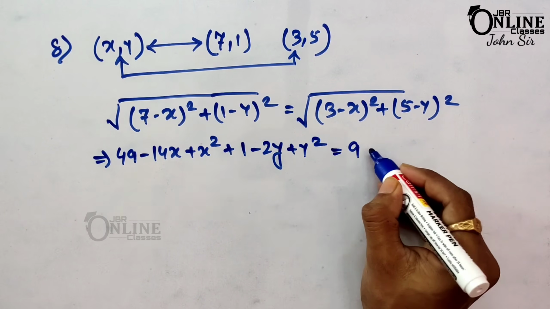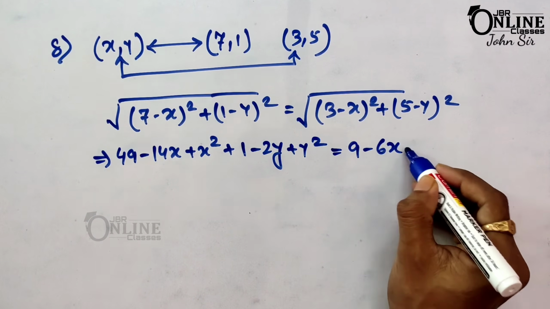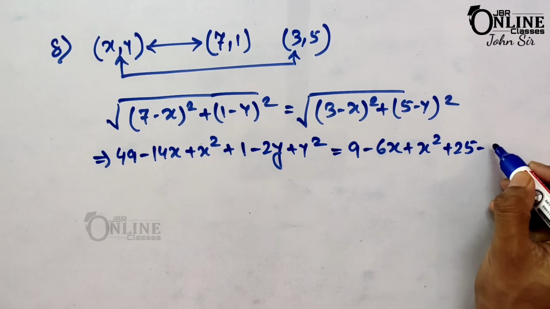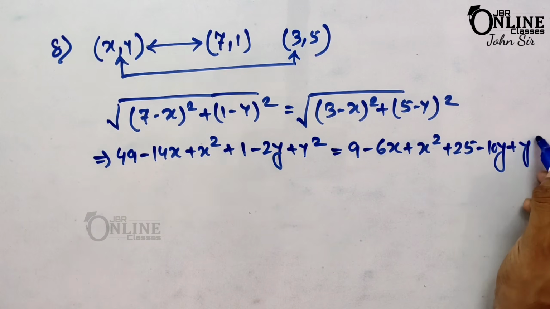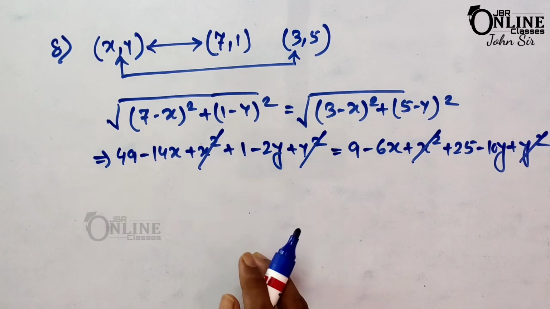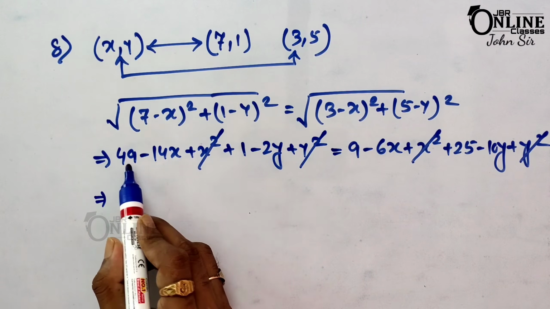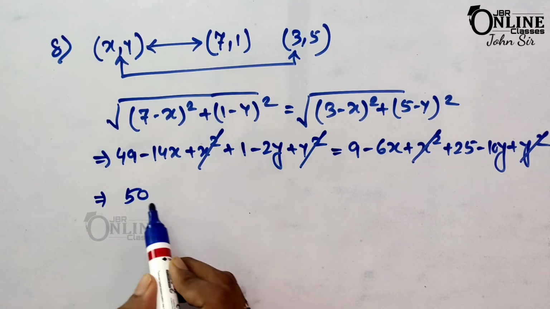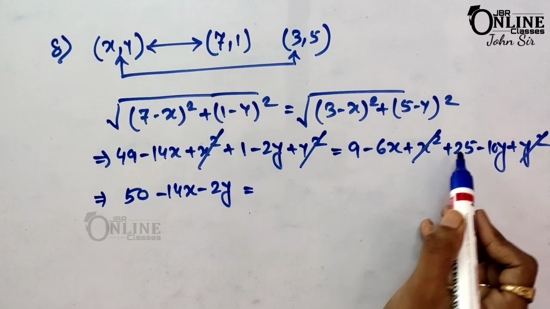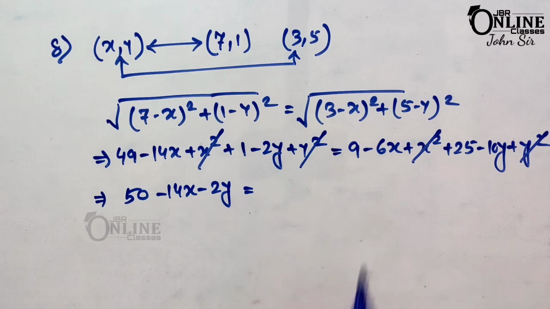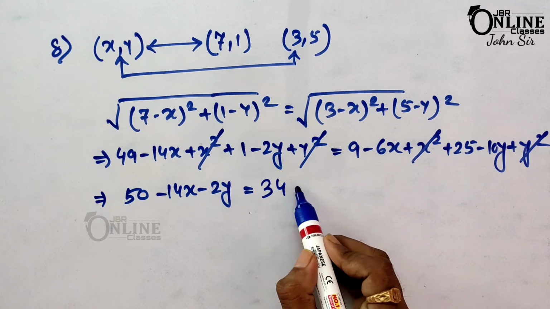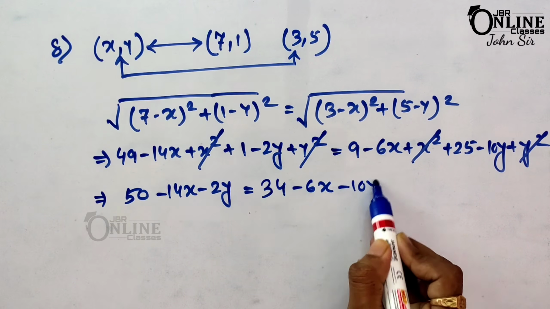Now here 9 minus 6x plus x square, and this one will be 25 minus 10y plus y square. So y square cancels out, x square cancels out. Now you have here 49 plus 1, 50, and this one 14x minus 2y. Here 25 plus 9, okay, 34. So 34, here minus 6x minus 10y.